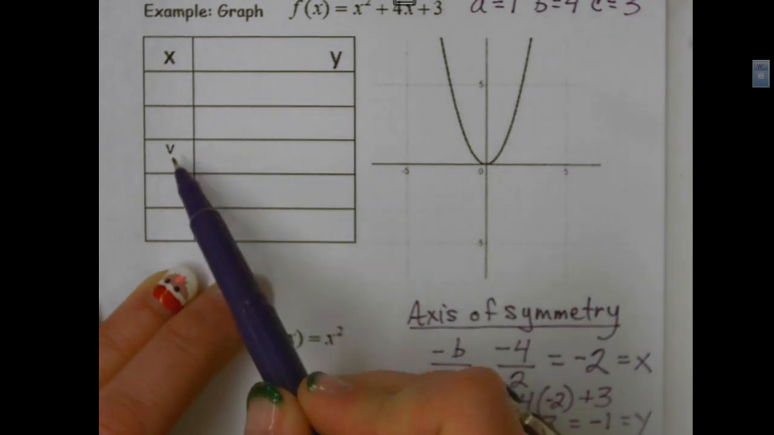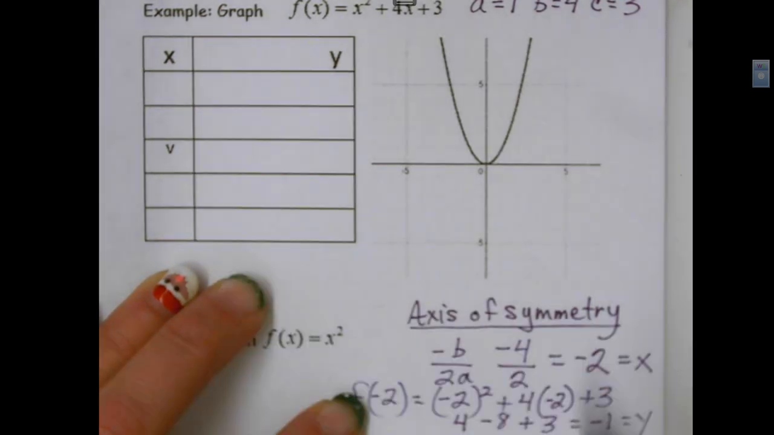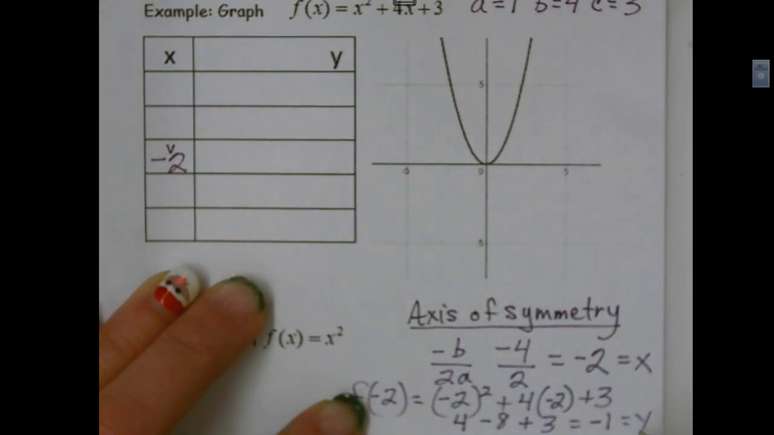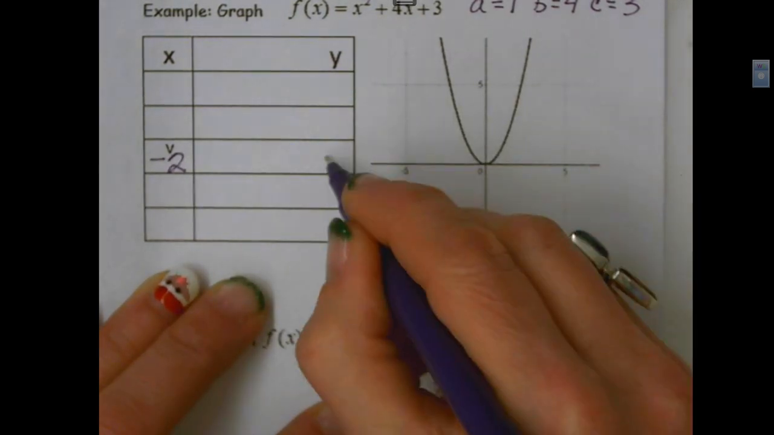Now notice in the chart there is the letter V. Okay, so that is going to be my vertex. Now I've already solved it. So I'm going to put in -2, and my value for y is -1.